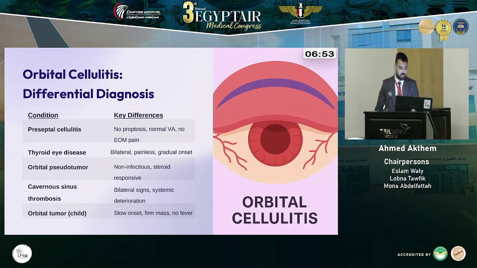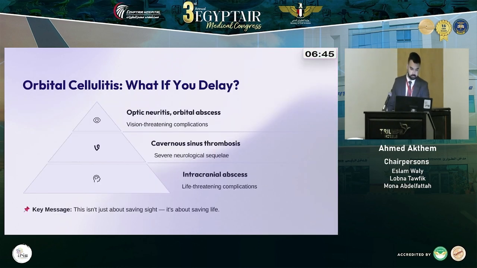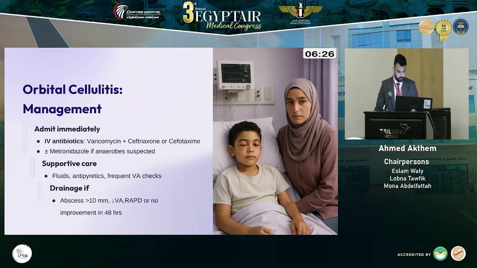Starting with preseptal cellulitis, obviously, and also we have thyroid eye disease, orbital pseudotumor, cavernous sinus thrombosis, and orbital tumor. Okay, what if we delay? Unfortunately, this will lead to optic neuritis, and then orbital abscess, and then cavernous sinus thrombosis, and ending with intracranial abscess. So this is not just about saving sight, it is about saving life.